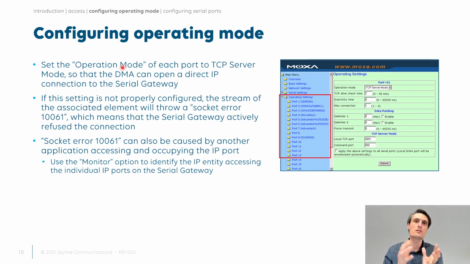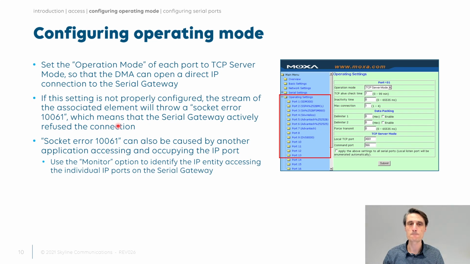So the Moxa needs to be the server, and we need to be able to connect to it whenever we want. If it's not listening and we are not able to connect to it, we will get the socket error 10,061. So if you ever see the socket error 10,061, it means that it actively refused the connection. It's not listening. So we're not able to connect to it.